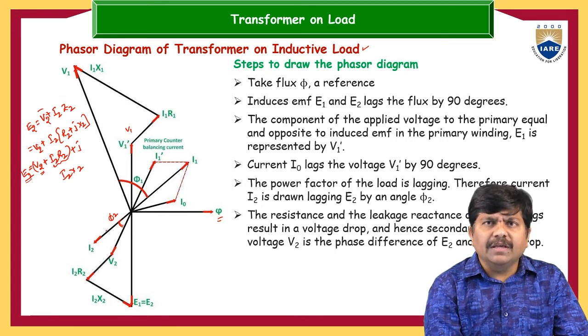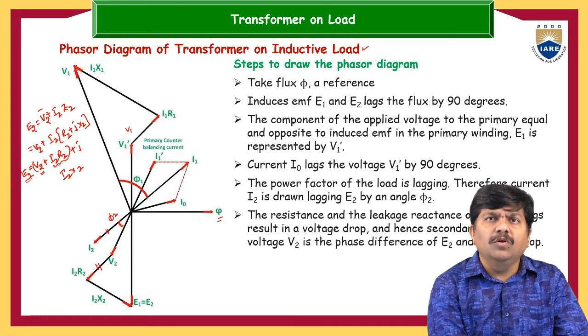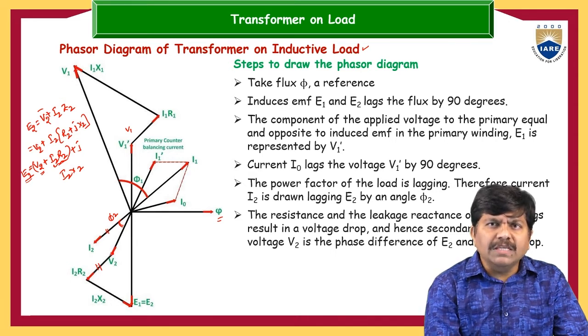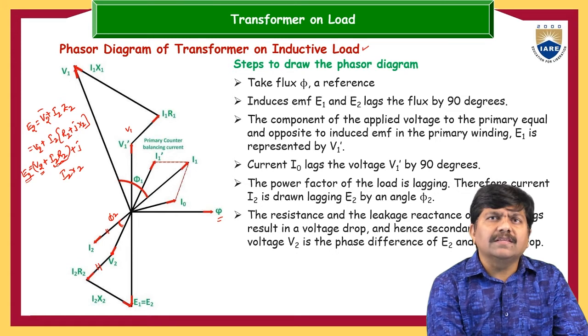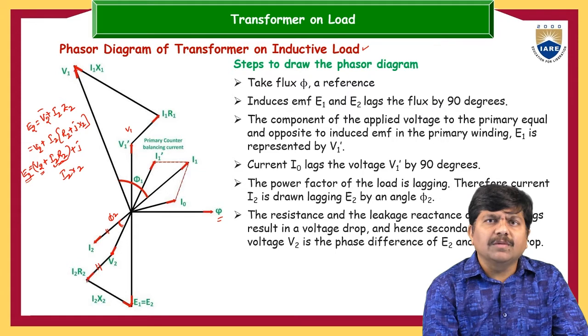So what is the I2 current here? Now this is the I2 current. In the same direction, in parallel to this I2, let us draw a vector with a magnitude of I2R2. This vector I2R2 must start from the terminating point of V2. So where this V2 is terminating, from this point, in parallel to I2, we draw a vector whose length is I2R2. So this vector is V2 plus I2R2.